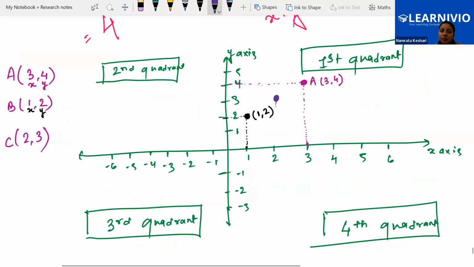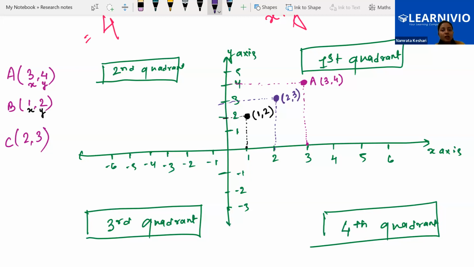Because when you drop the perpendicular on the x-axis, can you see it is touching at 2? When you drop a perpendicular on the y-axis, can you see it is touching at 3? So the coordinate of this point is x is 2 and y is 3. So we know how to locate the point, and we also understood how to identify the coordinate of a given point.